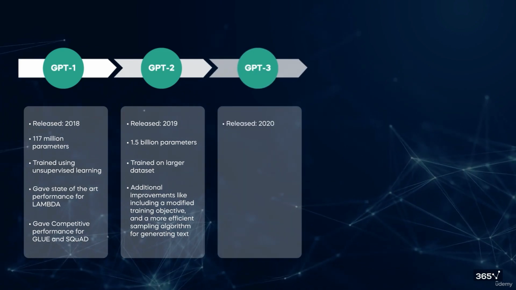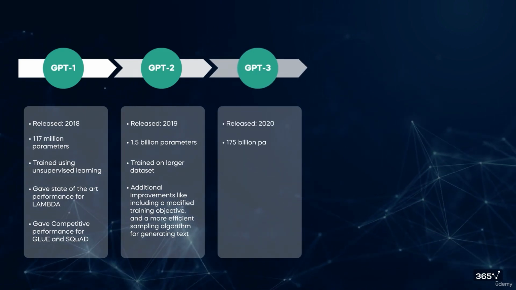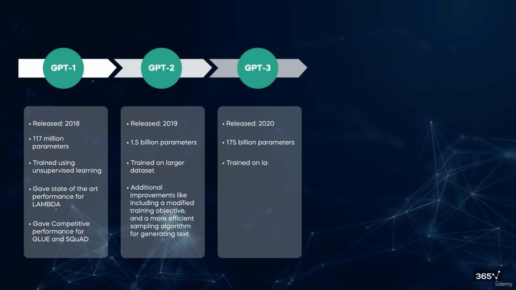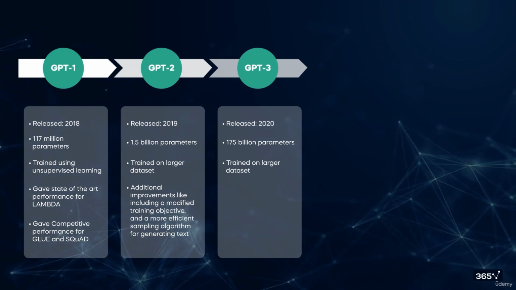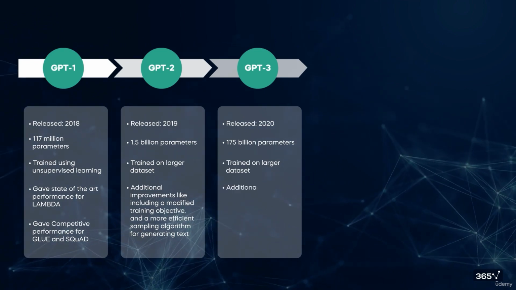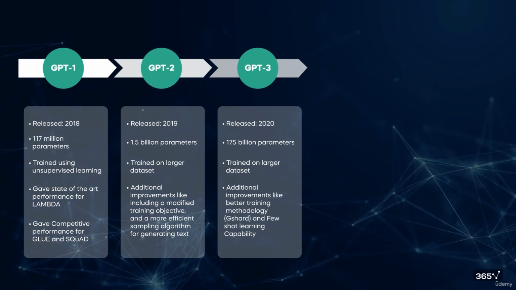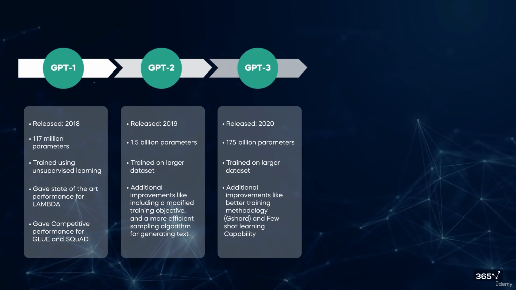In 2020, we got to GPT-3. This had 175 billion parameters and was trained over a vast data set encompassing a significant proportion of the internet. Few-shot learning capabilities were also developed with this model.